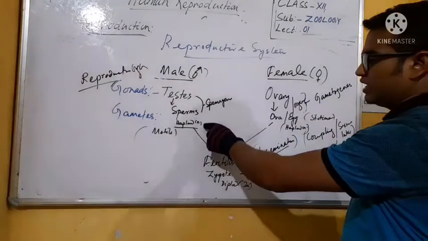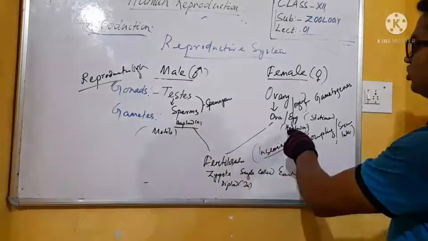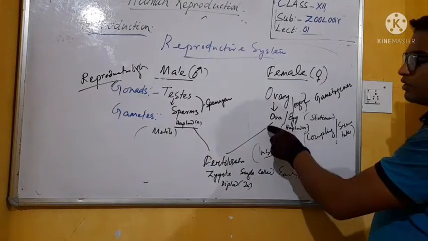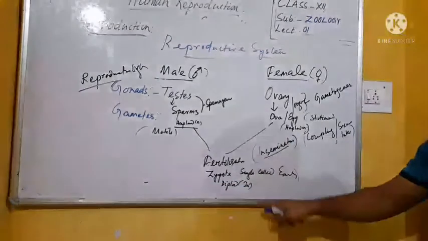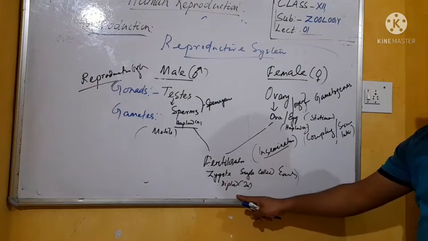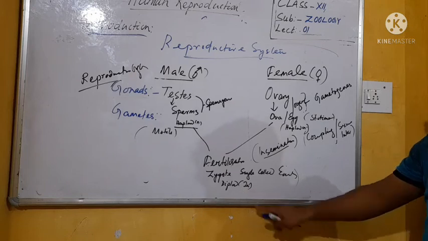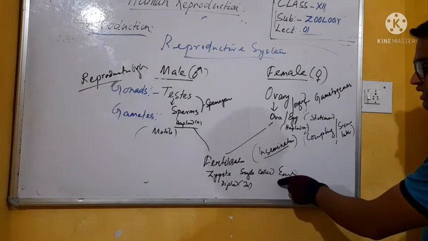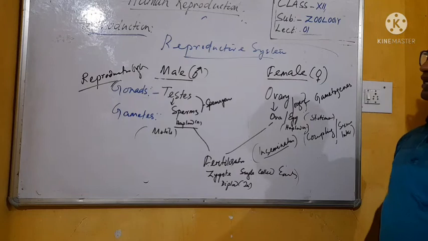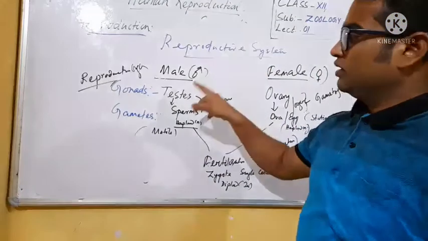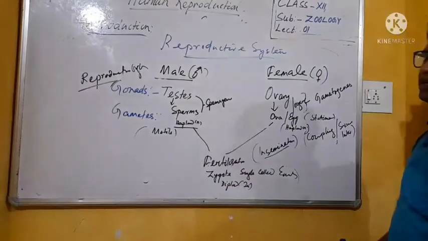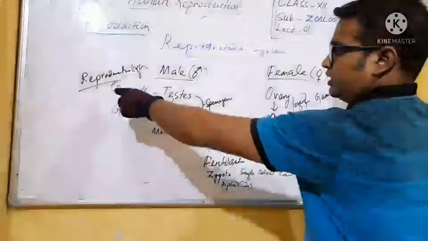Sperm is haploid N, ova is also haploid N. Then after fertilization of sperm and ova, the zygote is produced. This zygote will be diploid, which is 2N. That is also known as single-celled embryo. Student, this is the schematic of the reproductive system of a human. That is the structure. Again, I will repeat.